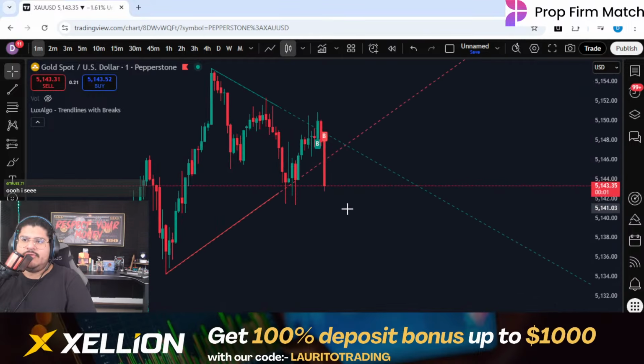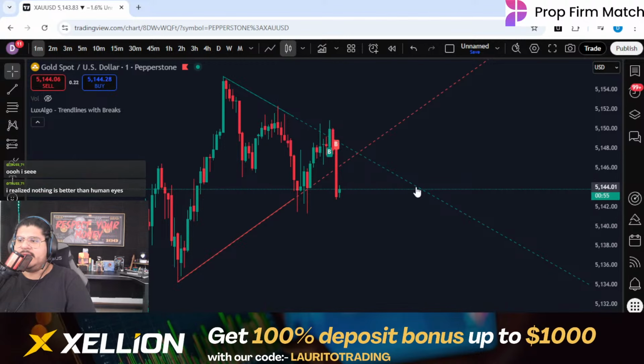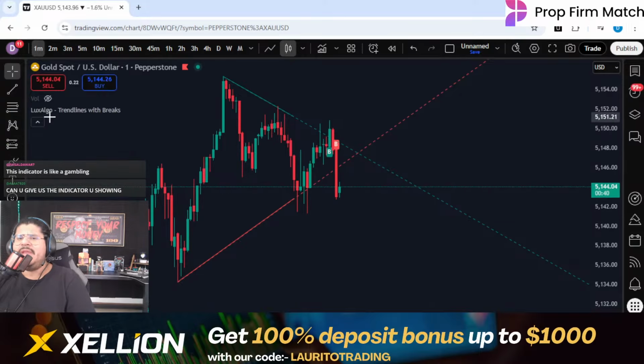Because they use those videos just to generate likes and that type of thing. So take care of that. I'm showing you the example. It's difficult to use, and there are many LuxAlgo indicators. But, well, the trend lines with breaks is the one that I use.